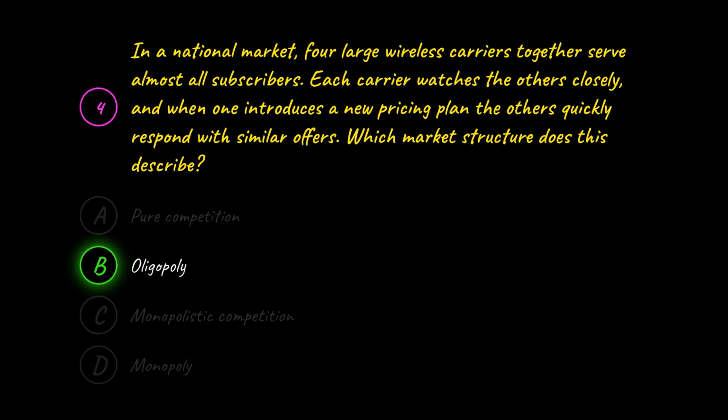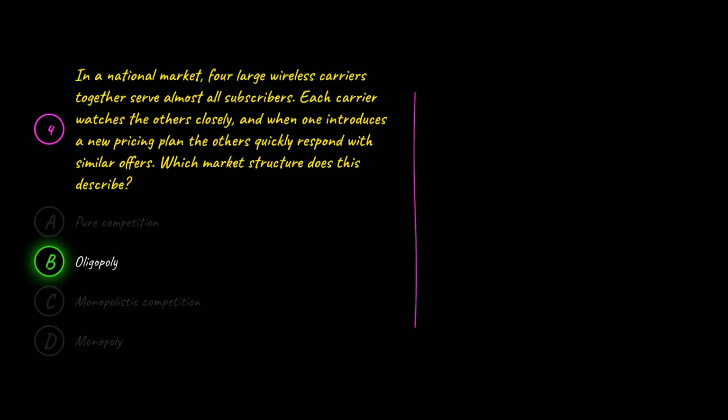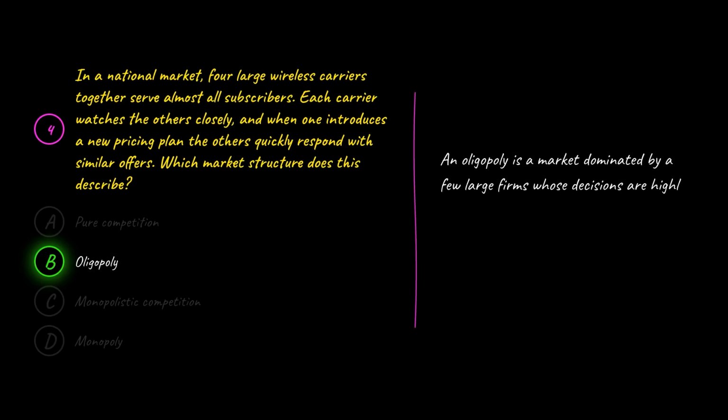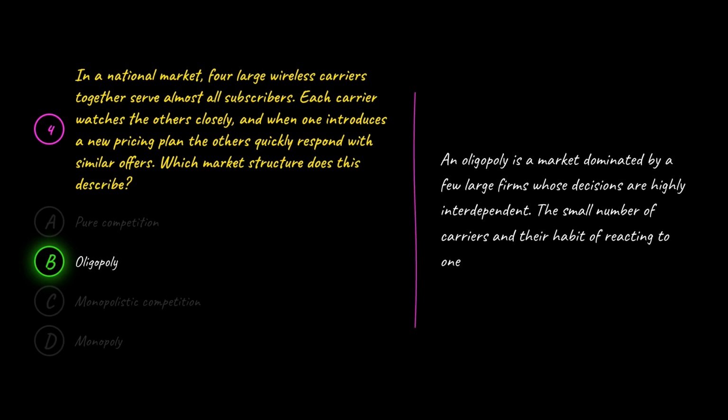The correct answer is B. Oligopoly. B is correct because an oligopoly is a market dominated by a few large firms whose decisions are highly interdependent. The small number of carriers and their habit of reacting to one another's moves are the defining features of the structure.